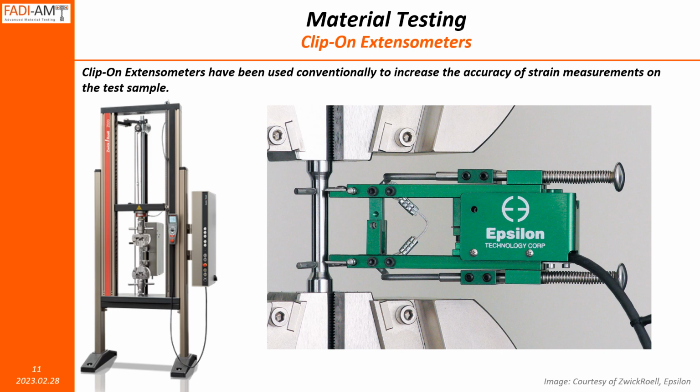To increase the accuracy of strain measurements in advanced material tests, there came something known as clip-on extensometers. So these extensometers latch on to the sample directly and give a 2-point measurement of the strain. These extensometers are supposed to extend as the sample extends and give out the accurate strain measurements directly from the sample.